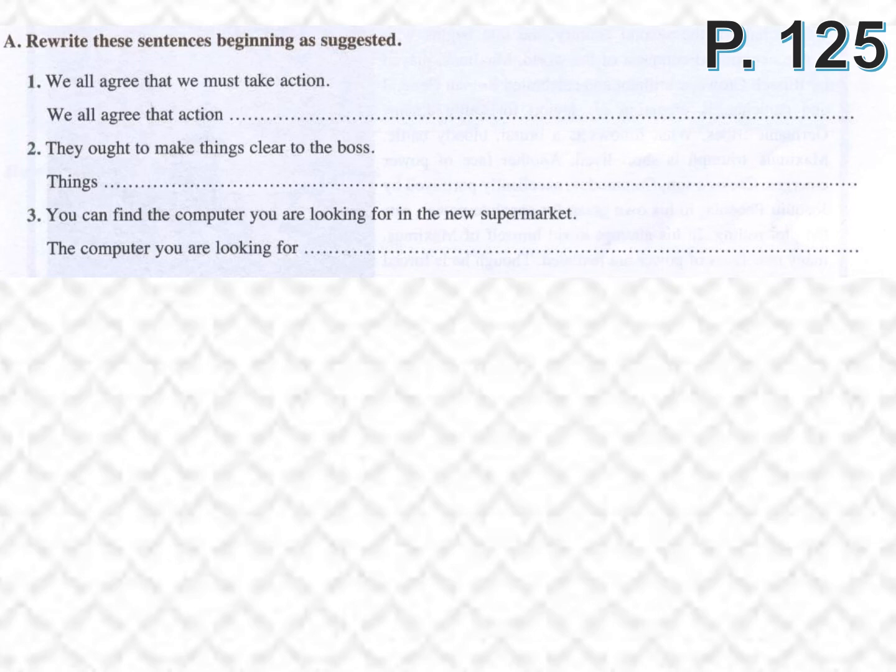Okay, let's check whether you've understood the rule. The first exercise is in your book, page 125, and the sentences are in the present. We said that modal in the present is modal plus be plus past participle. So we all agree that we must take action. So we all agree that action must be taken, with the verb take in the participle, taken.